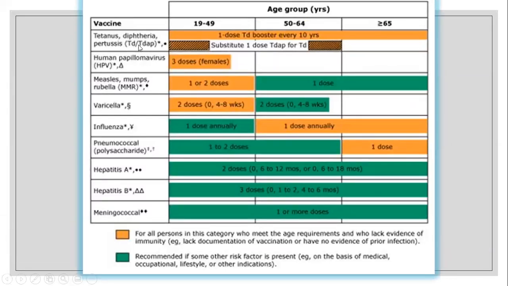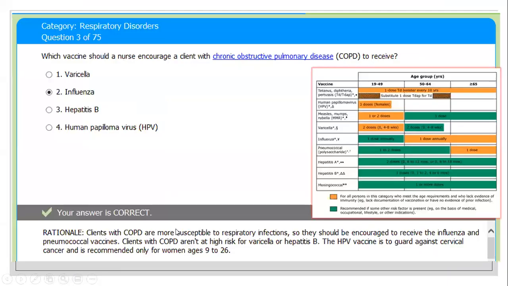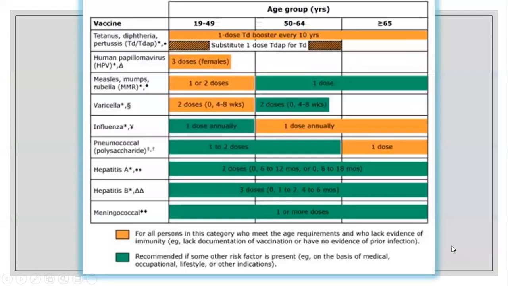In this table, we can see a list of vaccine names like Td or Tdap. T for tetanus, D for diphtheria, P for pertussis, DTaP or Tdap. Tetanus is for tetanus toxoid, diphtheria, and pertussis is whooping cough. Human papillomavirus we give to prevent cervical cancer.